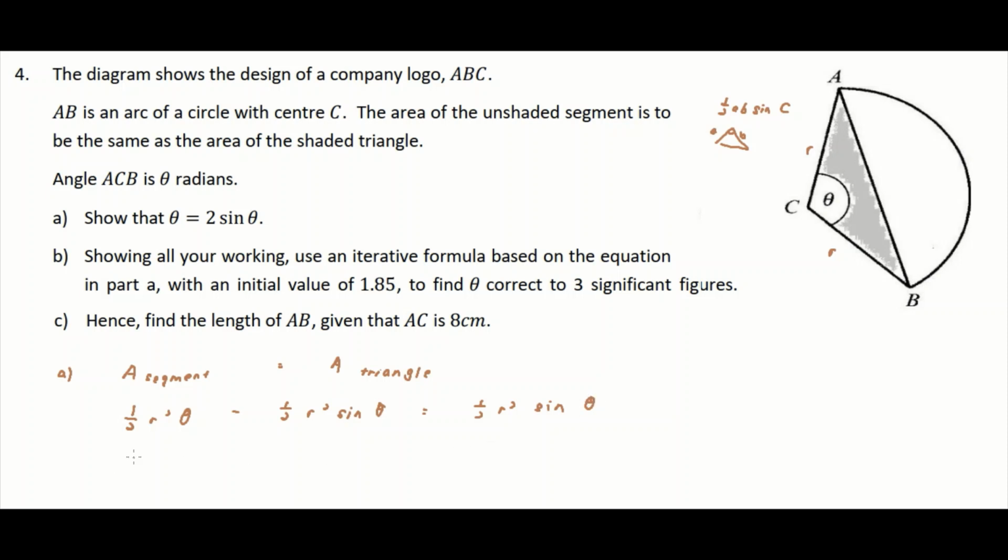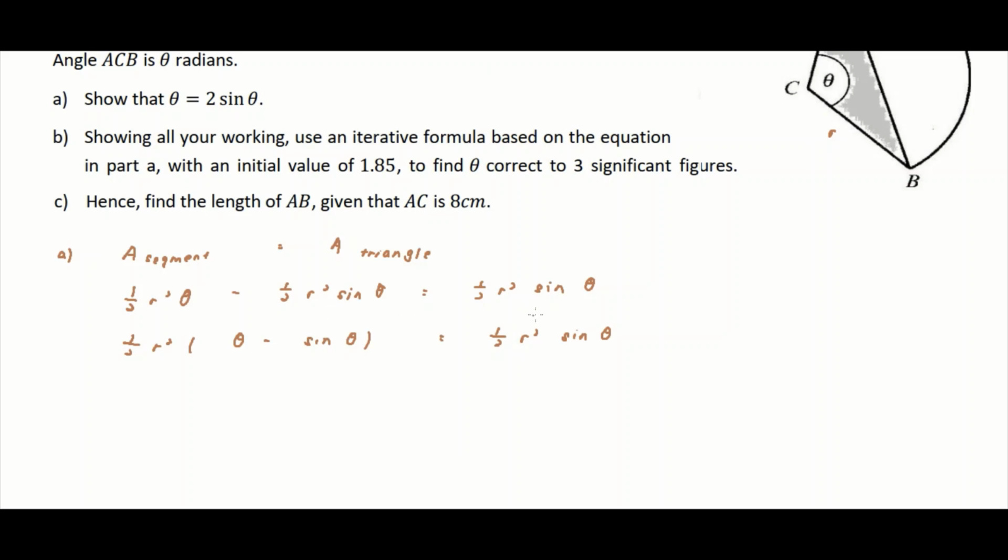Okay, so let's simplify it. You have 1 over 2 r squared theta minus sine theta equal to 1 over 2 r squared sine theta. You can see you have 1 over 2 r squared on both sides, so now we can cancel it out. So you have theta minus sine theta equal to sine theta. Rearrange and simplify it, and this is how you get theta equals 2 sine theta, which you get here.